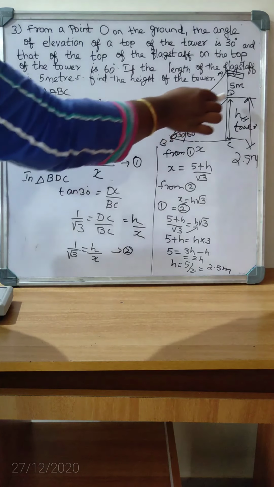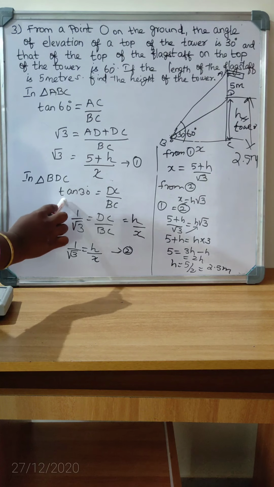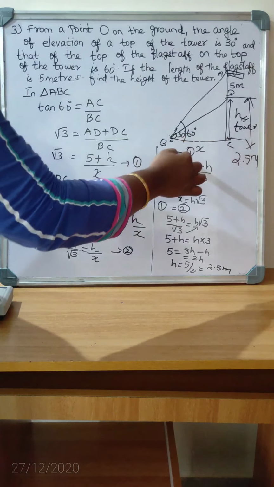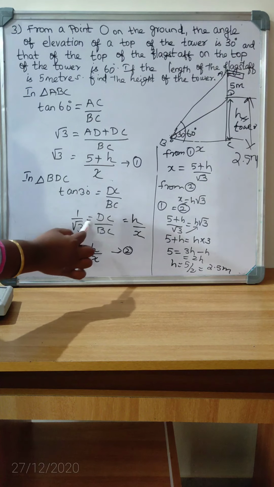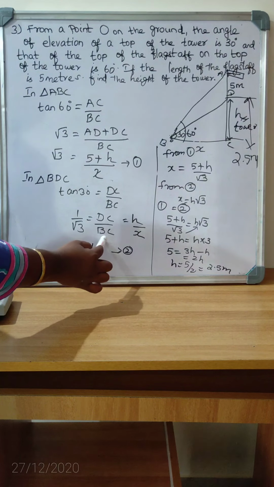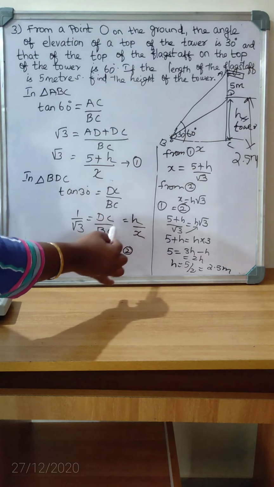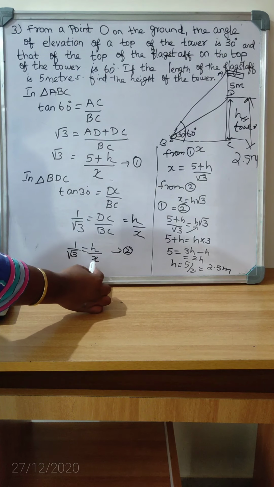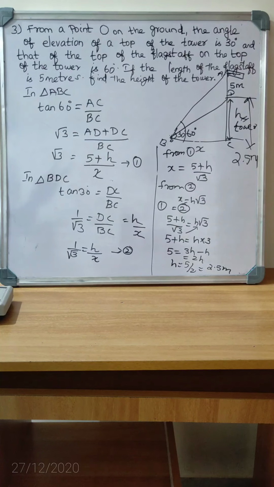So now I have taken this smaller triangle, that is BDC. Tan 30 degree, tan 30 equal to opposite is DC, adjacent is BC. So tan 30 value is 1 by root 3, that equal to DC by BC. So DC already we have taken as H, and BC we have taken as X. So 1 by root 3 equal to H by X. So see, actually here we have two unknown values. One is H and one is X.